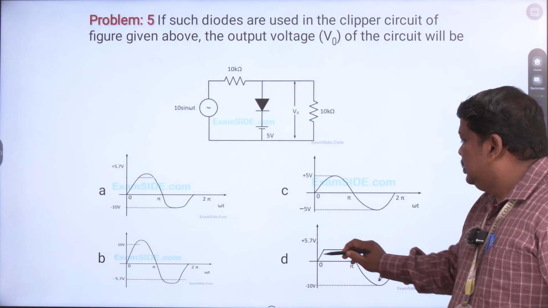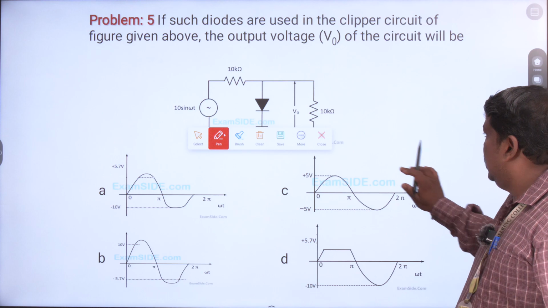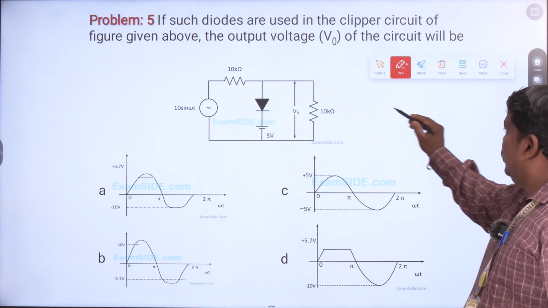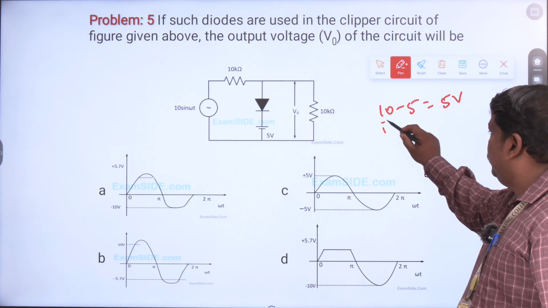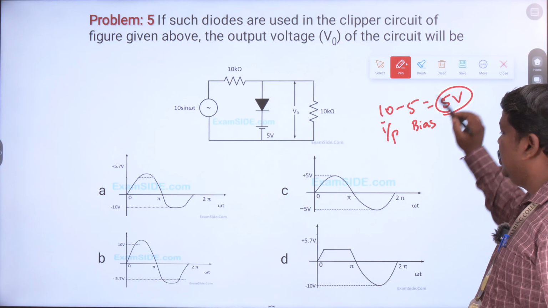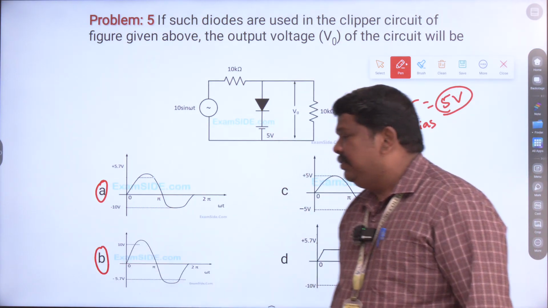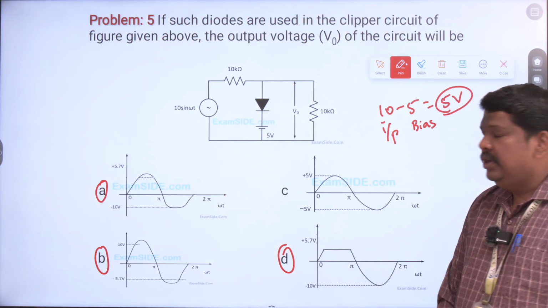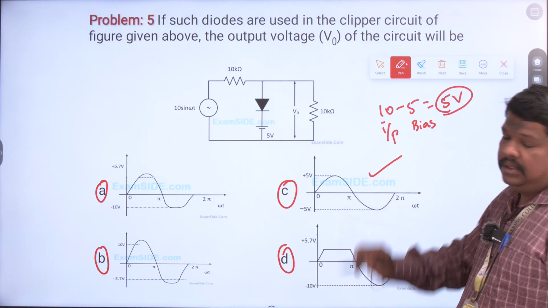So the remaining voltages in the other options are not the right values, not exactly 5 volt. 10 minus 5 is equal to 5 volt. This is your input voltage, this is your bias voltage. So the remaining voltage is going to be 5. Option A may have a different voltage, option B also a different voltage, option D also a different voltage. So option C is going to be your right answer.